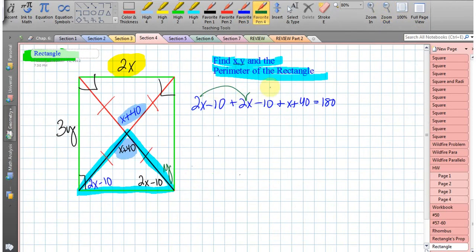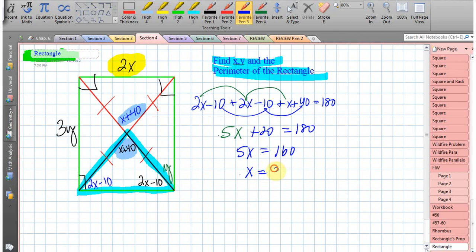Let's see, 2x and 2x and 1x, that's 5x, and then we got minus 10 and minus 10 and plus 40, that's a plus 20, and so we have 5x equals 160, and x equals, I believe, 32. And if x is 32, we can use that information to find y.